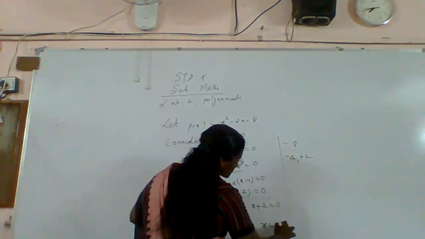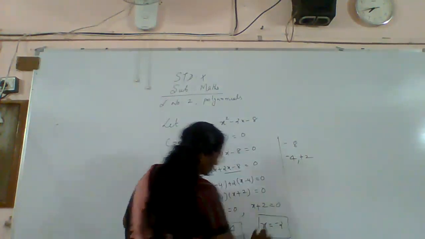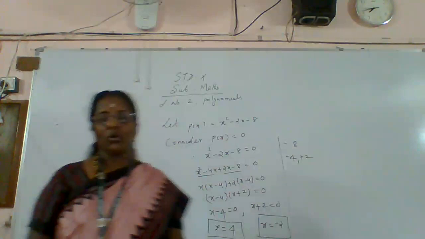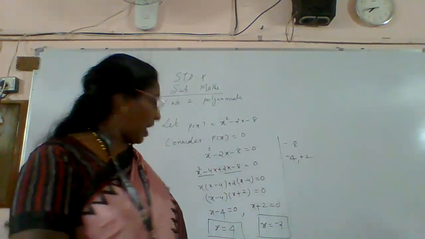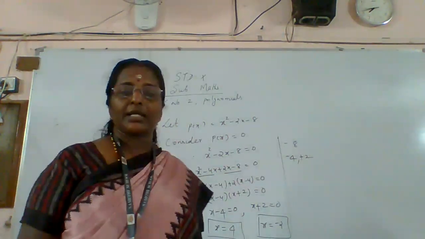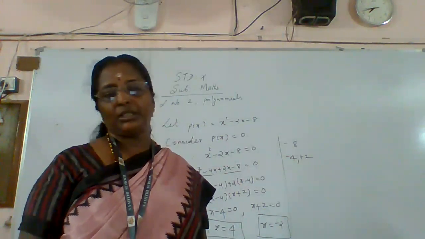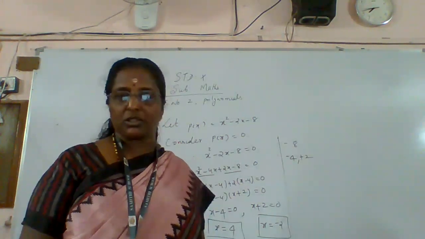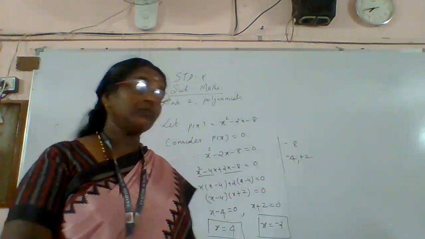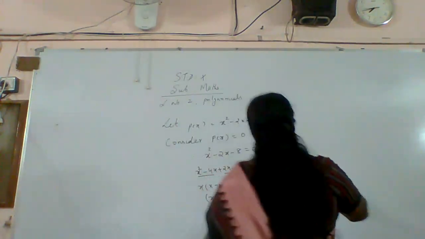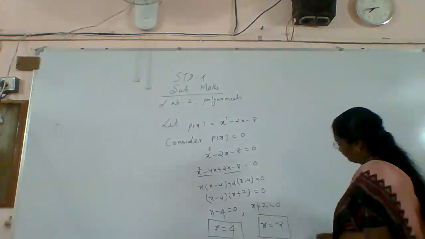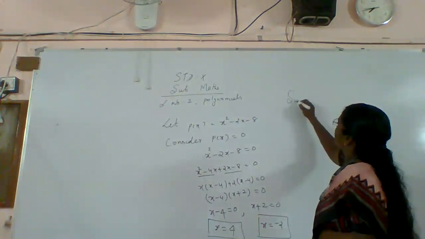x is equal to minus 2. You got these two zeros. See here, you got the zeros alpha and beta. Alpha is 4 and beta is equal to minus 2. Find the zeros, that is the answer. Now what is your question? Compare with the coefficients.